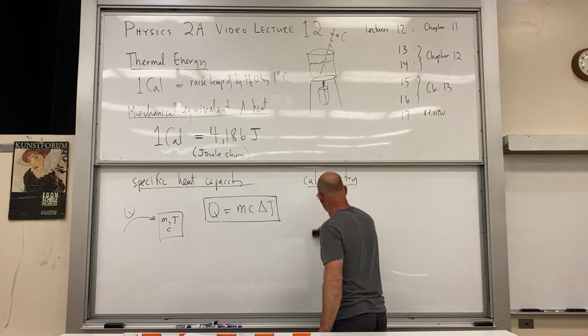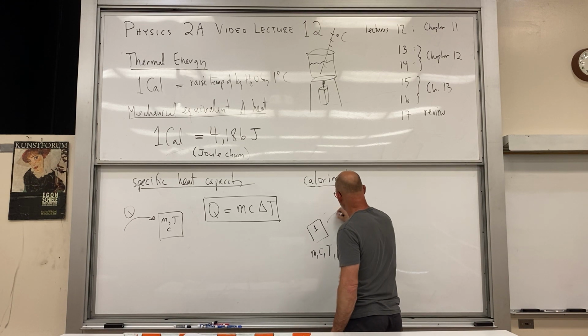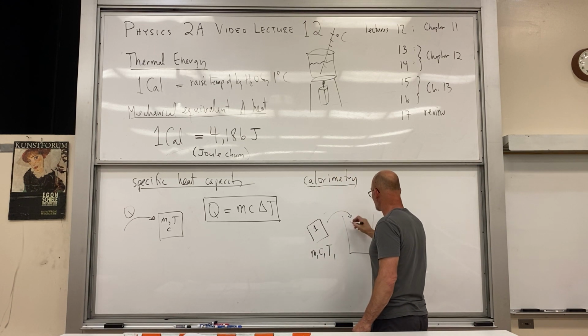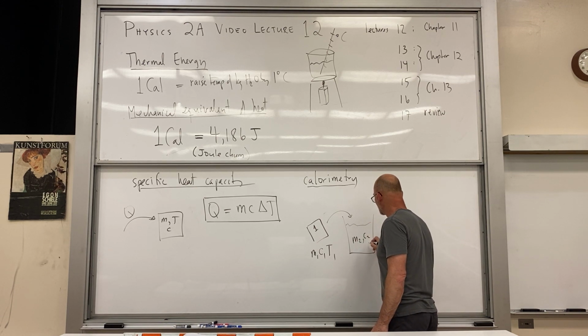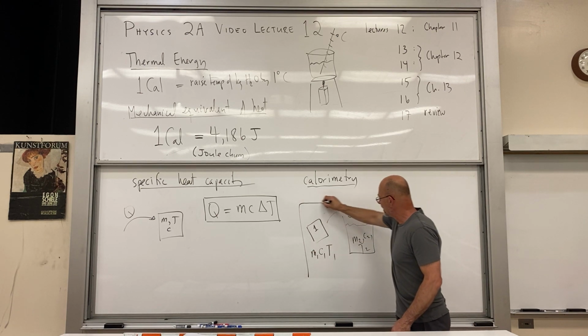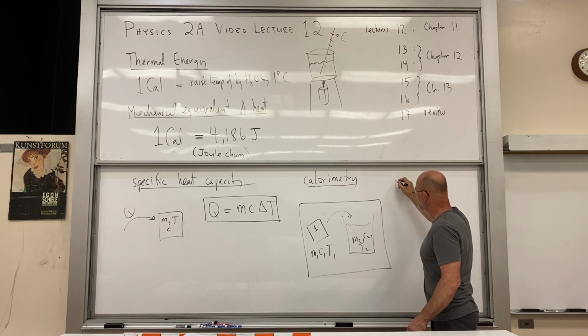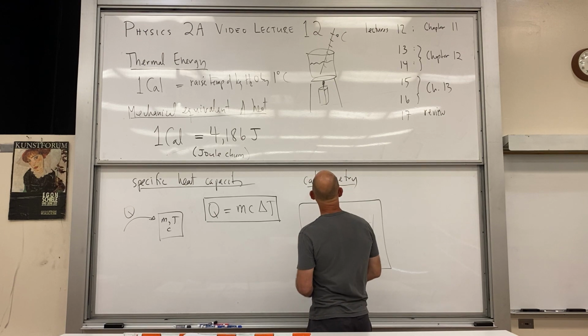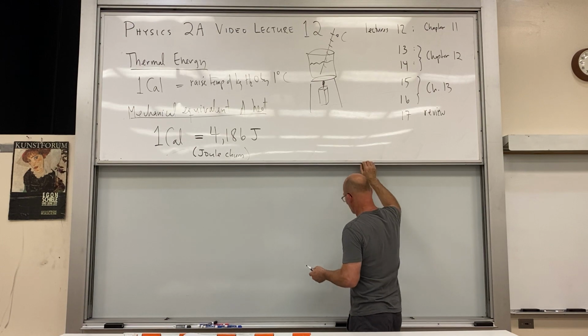In fact, let's go ahead. I have this object number 1, M sub 1, C sub 1, T sub 1, and I dump it into this beaker of water here, which is M sub 2, C sub 2, T sub 2. I dump it in there, isolate it, and then what do I have? I have Q1. Let's see where we're going to work here. Send this up. We'll work right underneath.